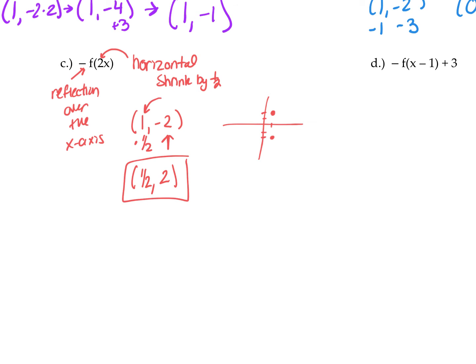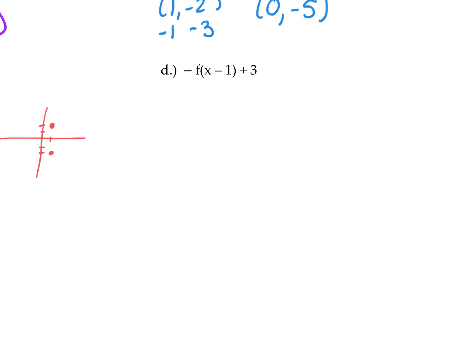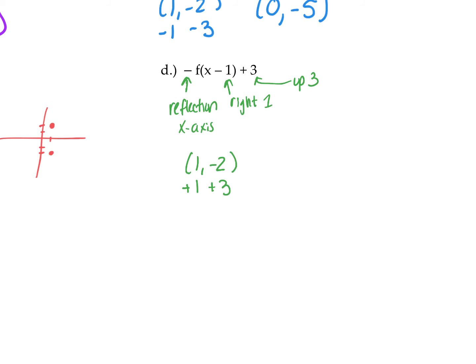All right, this last one we have a reflection again, over the x-axis. We have a right 1 shift and up 3 shift. So my original point was (1, -2). If I'm shifting it right 1, that means I'd add 1. Up 3 means I'd add 3. So that means I'd be at 2.